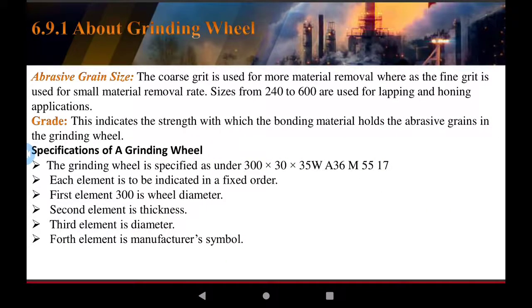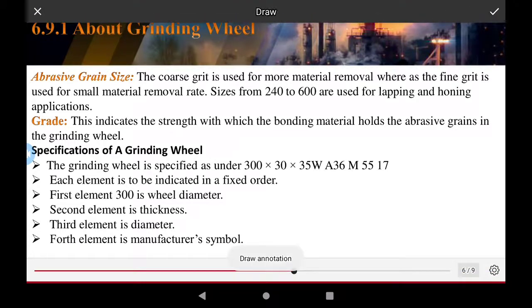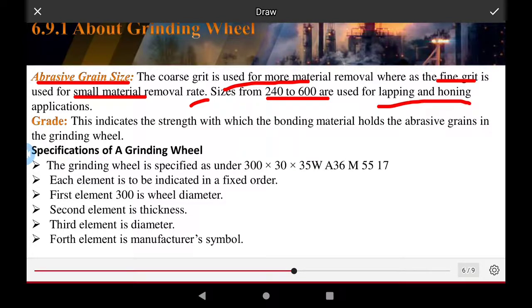About the grinding wheels, abrasive grain size. The grit used depends on the material to be removed; fine grain is used for a small material removal rate. Sizes 240 to 600 are used for lapping and honing applications. The grade indicates the strength with which the bonding material holds the abrasive grain in the grinding wheel.